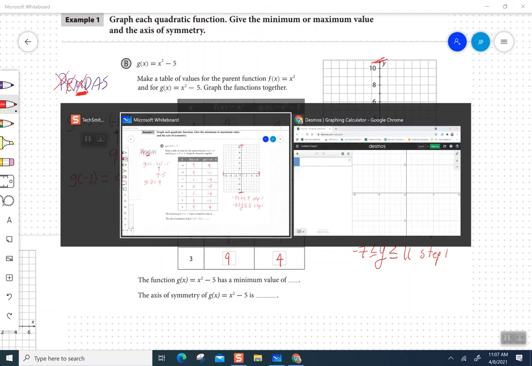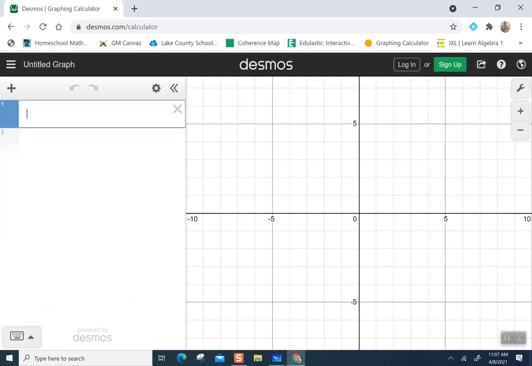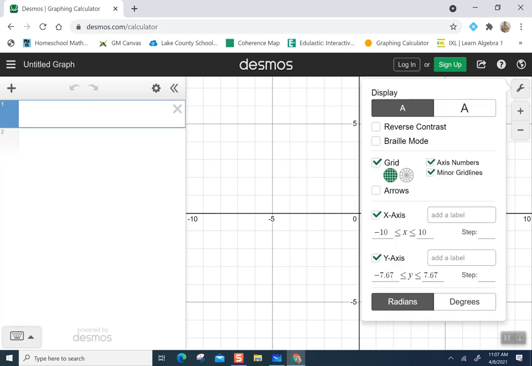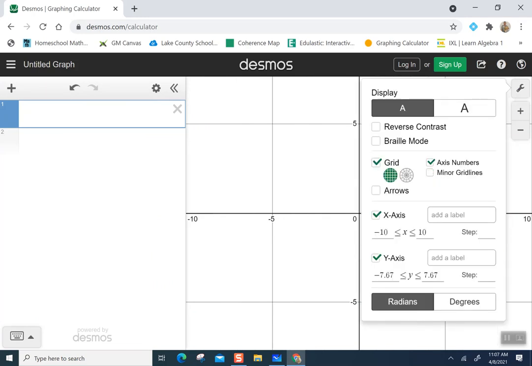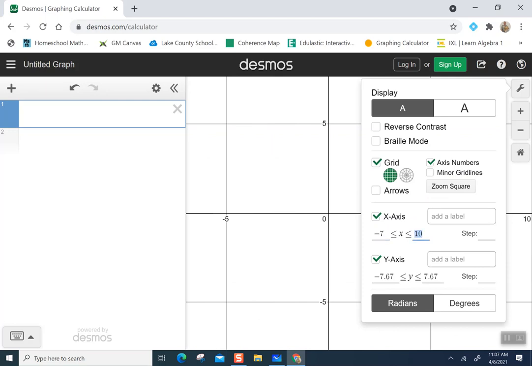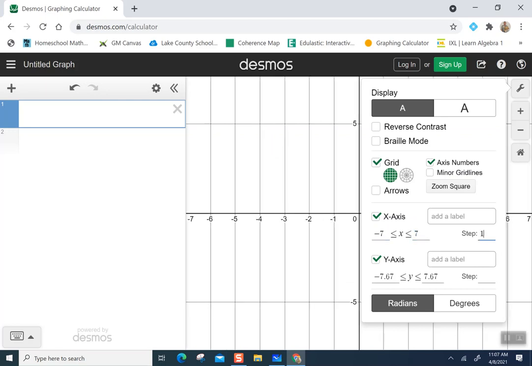So we're going to go to Desmos. First things first, graph settings. Always take off minor grid lines. In this example, there's no label. So we're going to start off at -7, and we're going to run all the way to +7 with steps of 1.